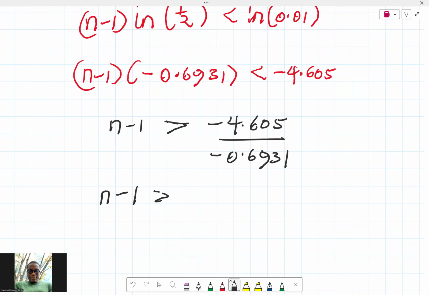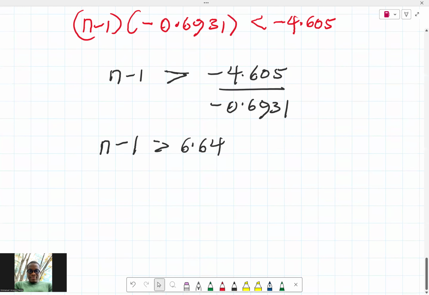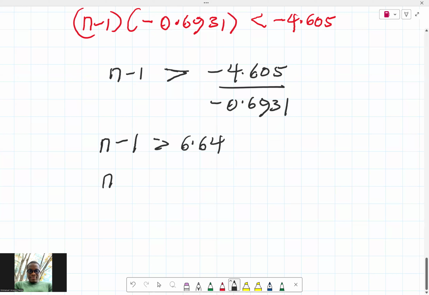Let me just be very sure of that. The minus cancels automatically, so that becomes positive. So we have 4.605 divided by 0.6931. So that is 6.64, right? That means that n is now greater than 6.64 plus 1.